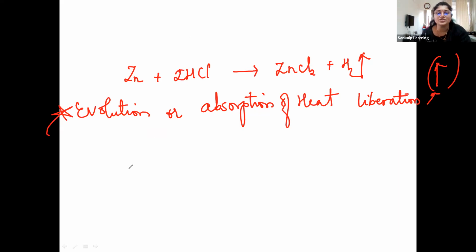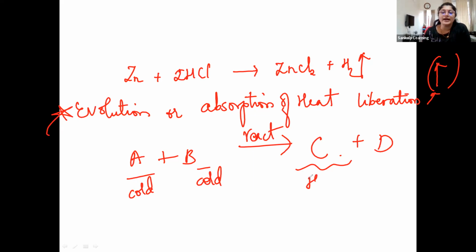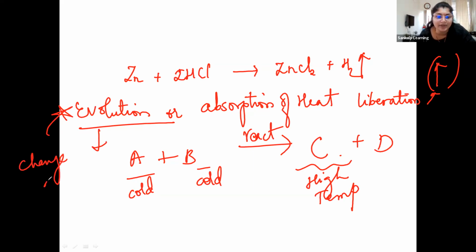Suppose two reactants, A and B, are cold, at normal temperature. But after they react and form products C and D, the mixture has a high temperature. So this indicates that there is a chemical change. Whenever there is absorption or evolution of heat, that is, a change in temperature, this also indicates a chemical change.